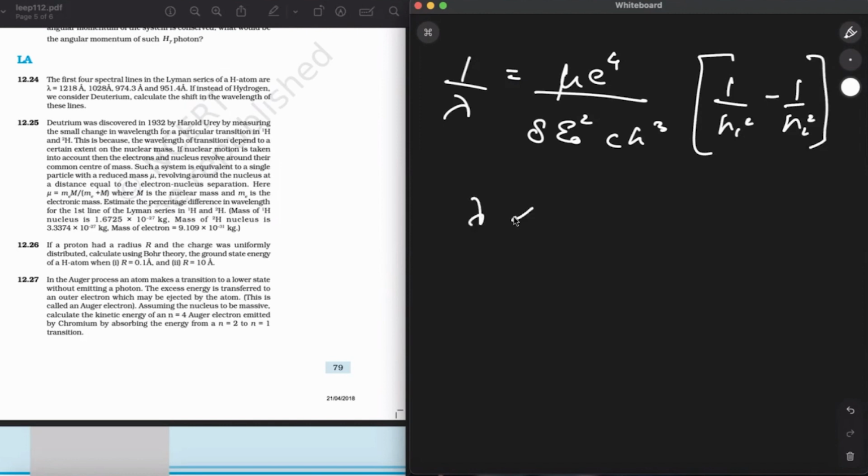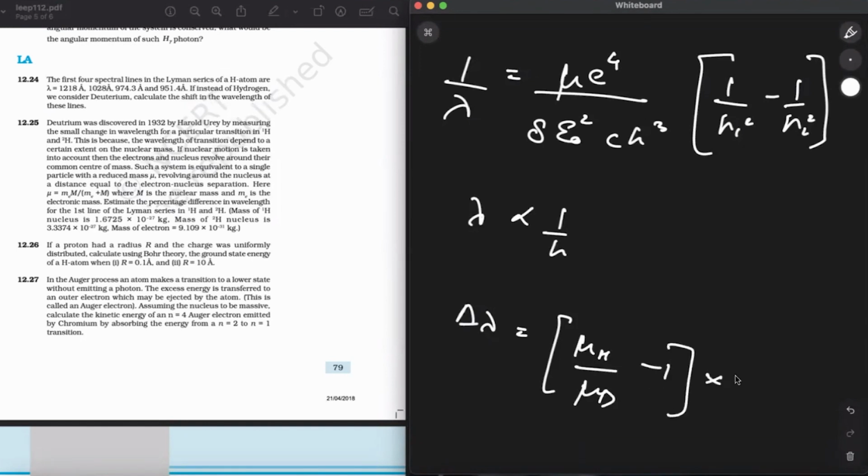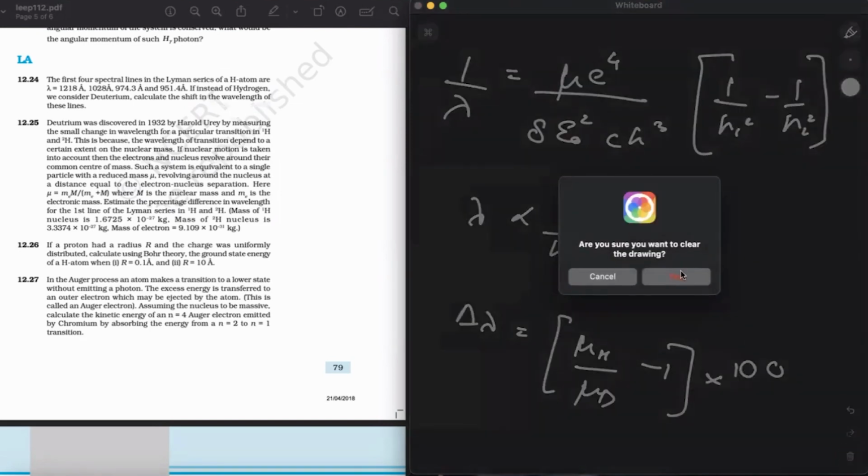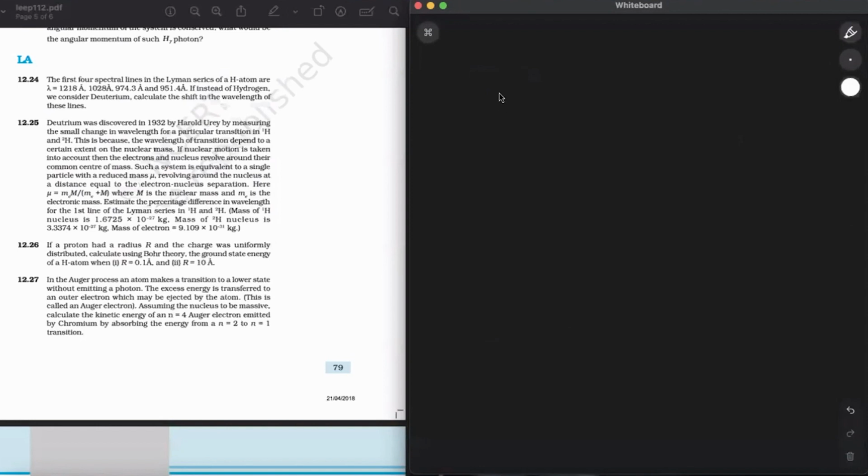Now this proves that lambda is inversely proportional to mu, since epsilon, h, c are all constants for an atom. So I can write equation 1, which is the change in the wavelength: delta lambda equals mu of hydrogen over mu of deuterium, minus 1, times 100. Alright, now we have to calculate for the reduced mass. Okay, so the calculations must be done now. I'm just going to be a little fast now, because I think you wanted to know what is reduced mass and the rest of the things.